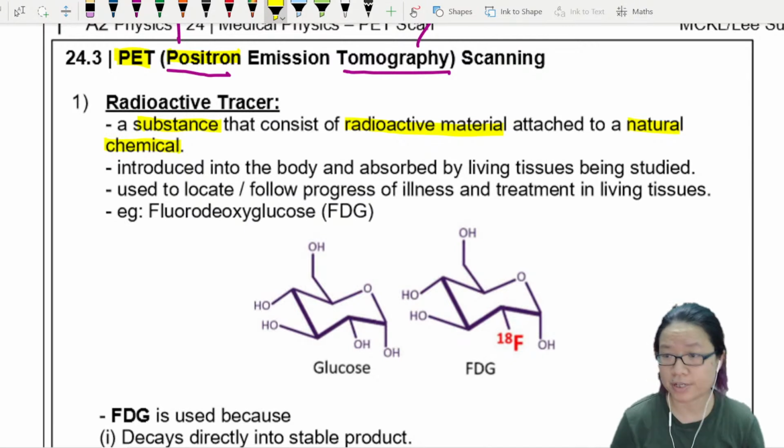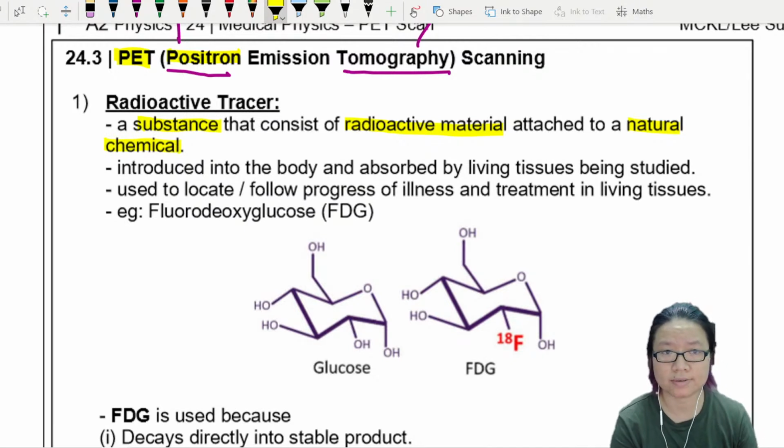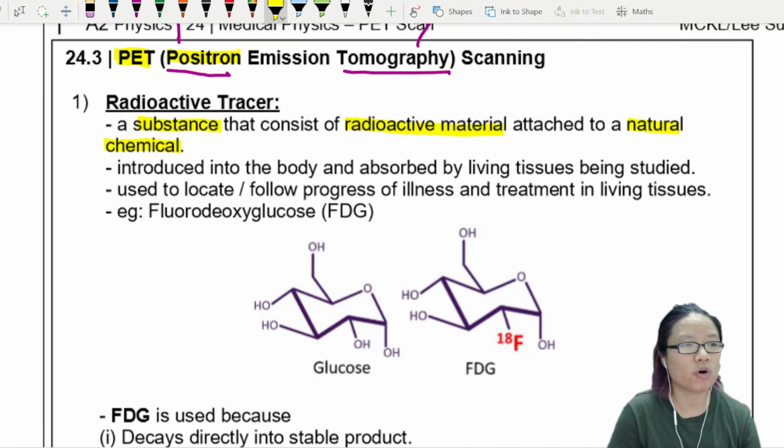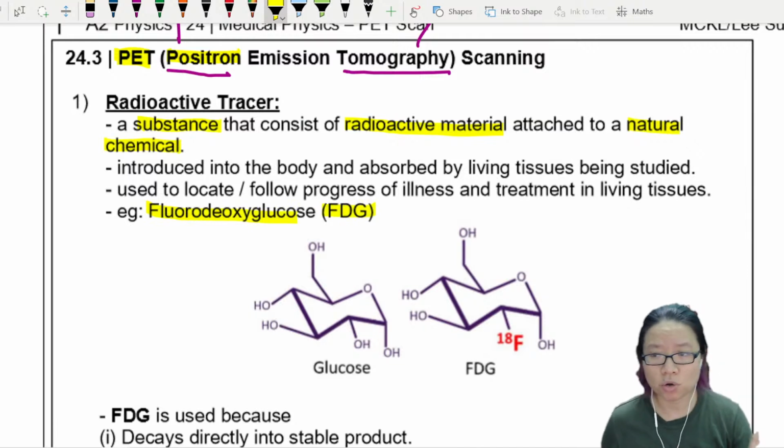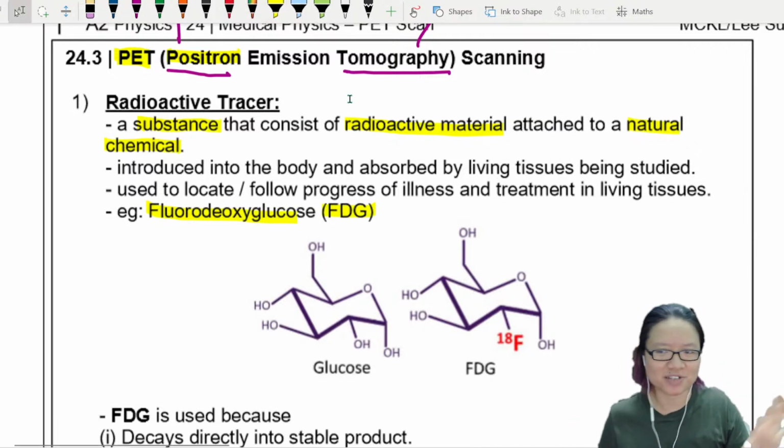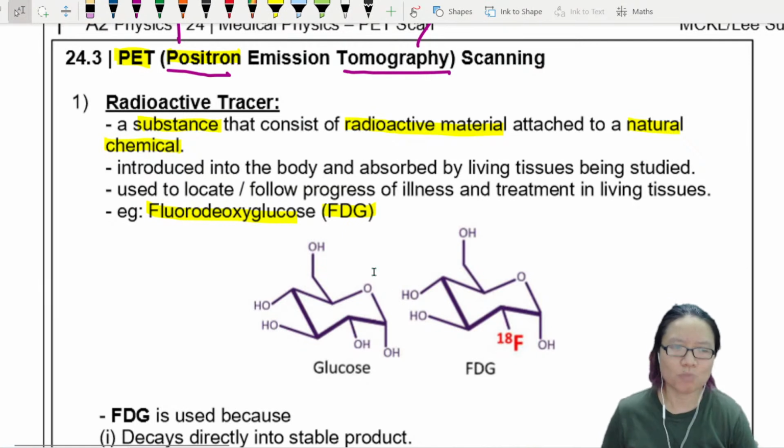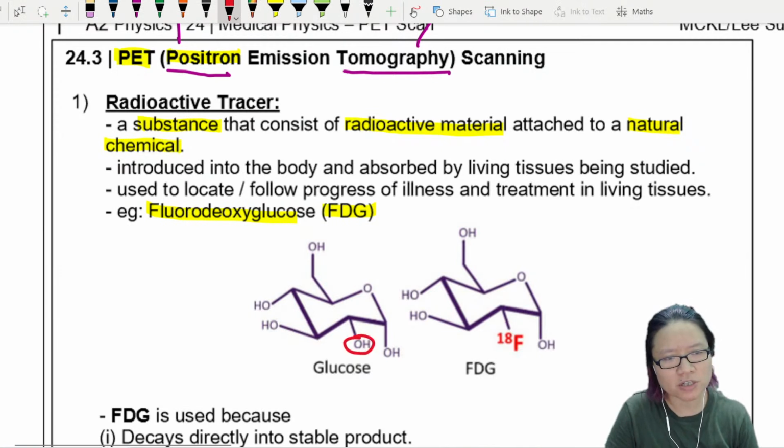There are quite a few examples here. You can Google this, okay? But I'm going to talk about the most common one, which is fluorodeoxyglucose, known as FDG. I don't teach chemistry, so I just found this picture of a glucose molecule. And FDG simply means I replace one of these OH with fluorine, fluorine-18.